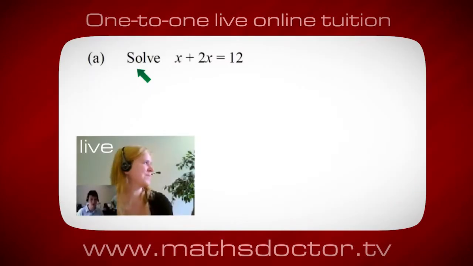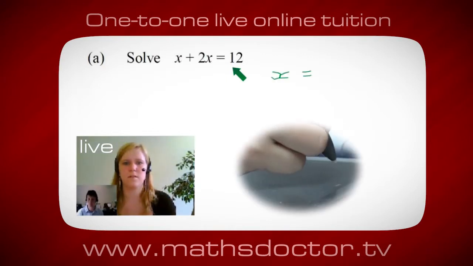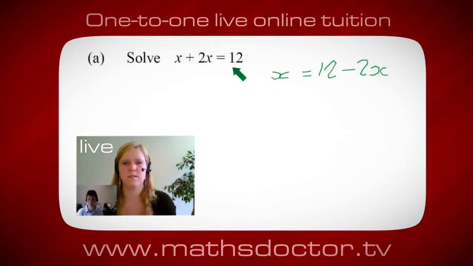Okay, Mary, let's have a look at this one. Solve x plus 2x equals 12. So what do you think you do first? Okay, well, I want x on its own, so I would put x equals 12 minus 2x. A lot of the time we want to get x by itself, but what we want to do first is get all of these x's together. So can you see anything we can do with this? Get all these together in one place.